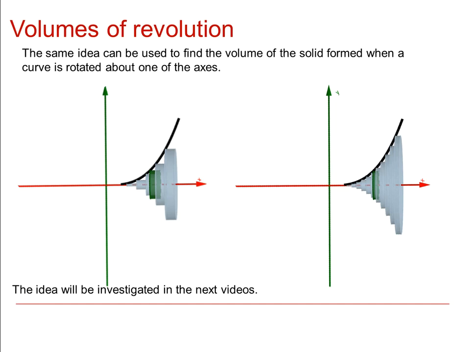And you can see here the idea of the volume being produced instead of by rectangles. Those rectangles, when they revolve around the axis, are cylinders or disc shapes. So we now have a cylinder of width delta x, but it has an area here, and therefore a volume. The volume will be equal to the area of the disc multiplied by delta x. And it's this idea that we'll investigate in the next video, on volumes of revolution.